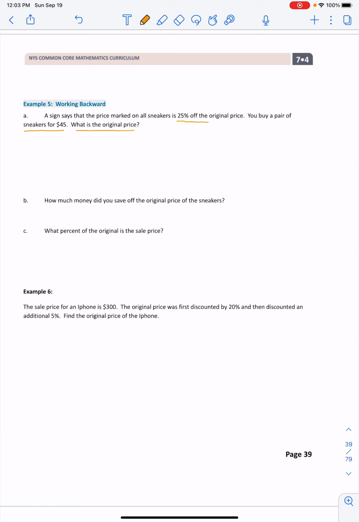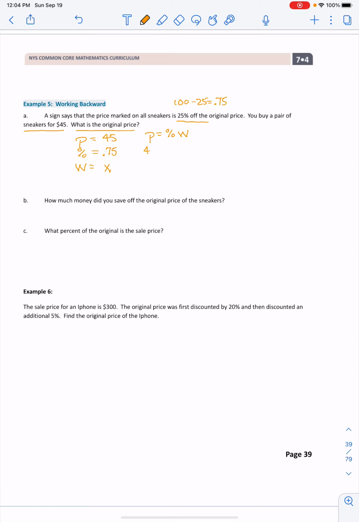So here what we're going to do is subtract the amount from 100%. So here we have P, percent, and W. We bought the sneakers for $45, so we are looking for the original, which is X. So 100 minus the 25, we are looking for the 75% there. So 0.75, because the 45 is the selling price, we've got P equals percent and W.